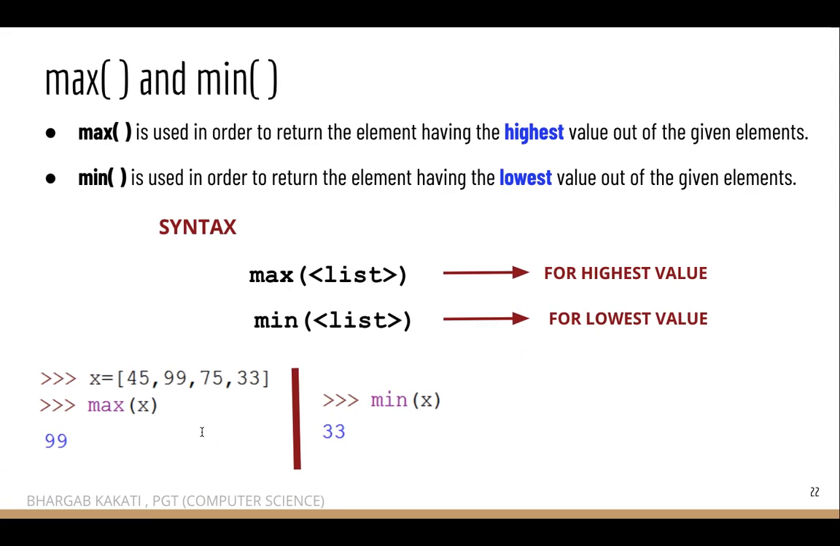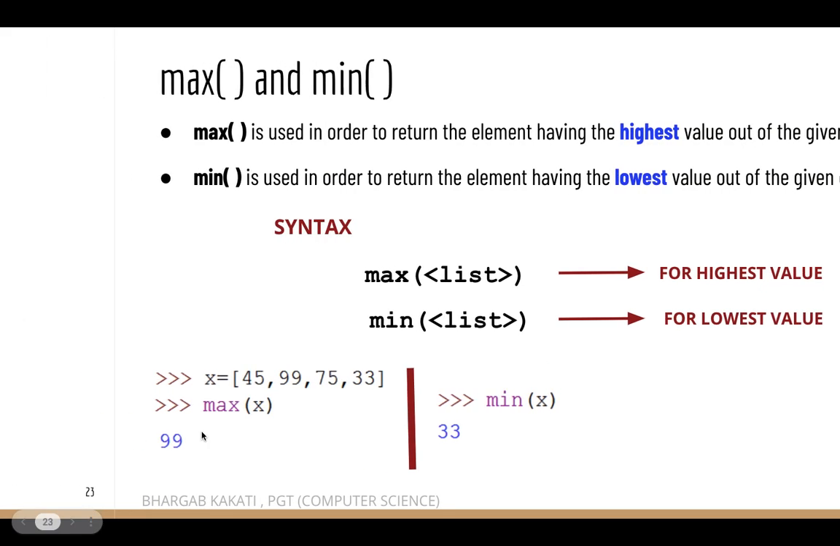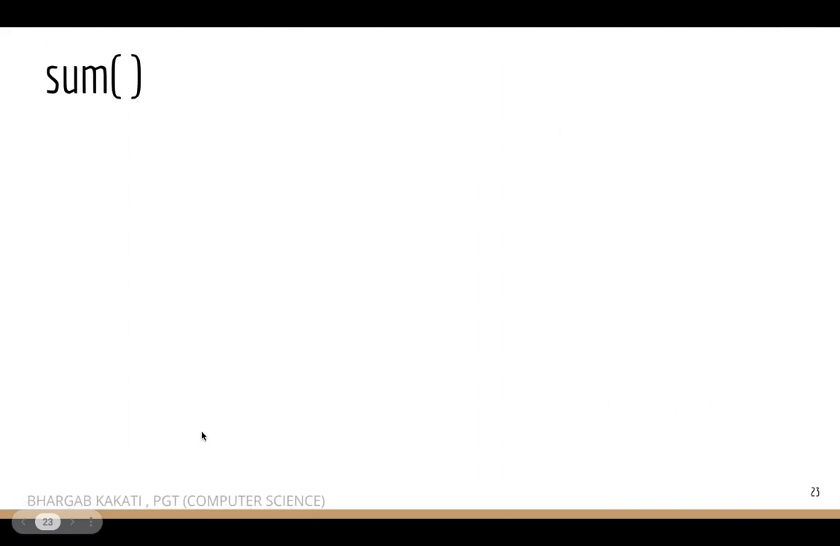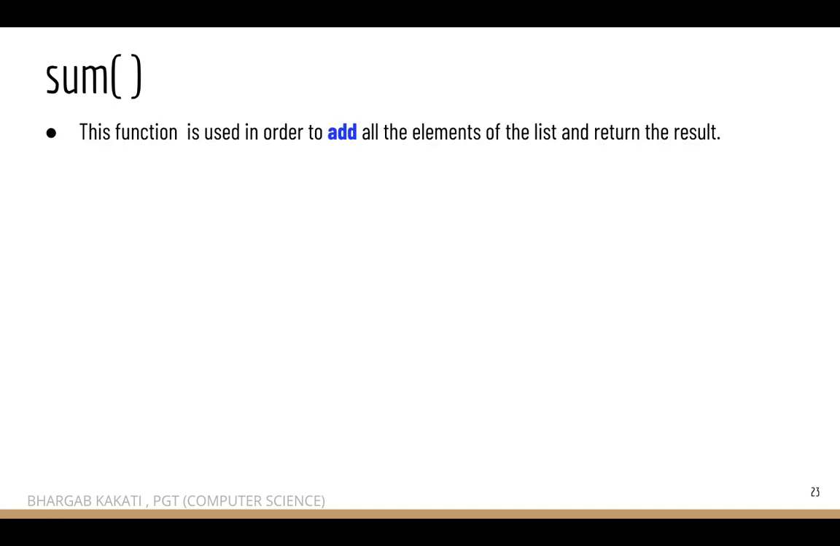Alright, let's move ahead to the last function as per the syllabus, that is sum function. So from the name only we can understand what this function will do. This function is used to add all the elements of the list and return the result. So if I want to add up all the elements from the list, then I'll take the help of the sum function. What is the syntax? The syntax is sum list.